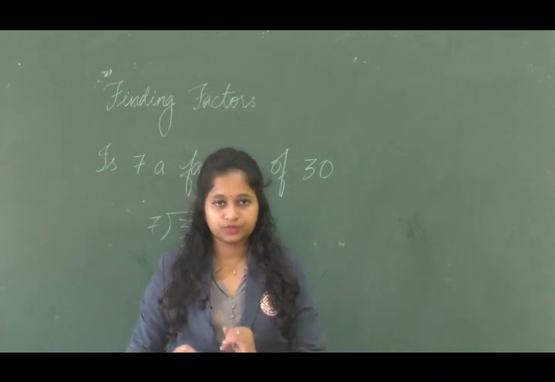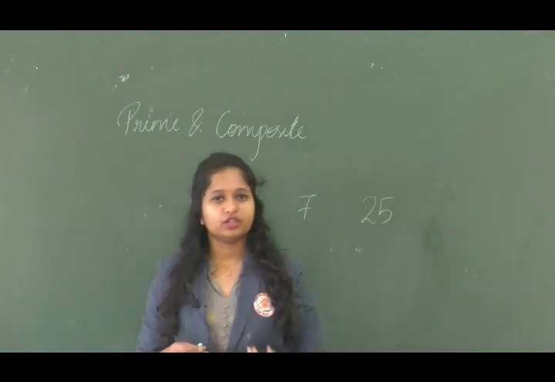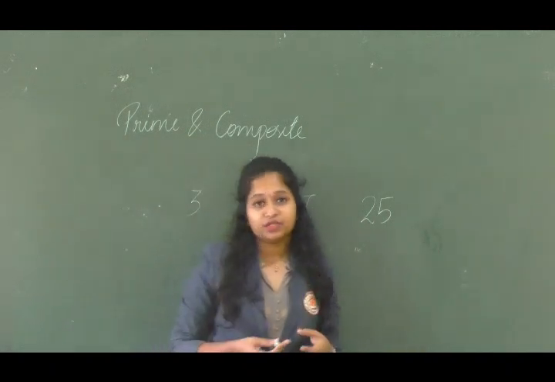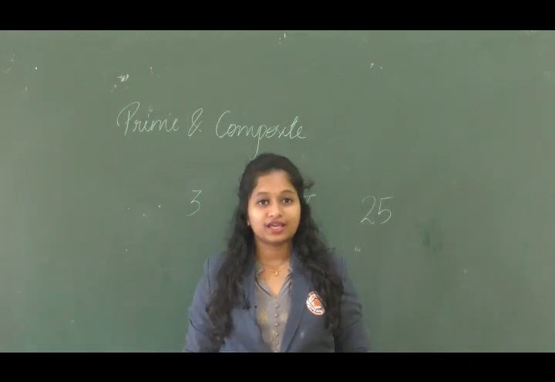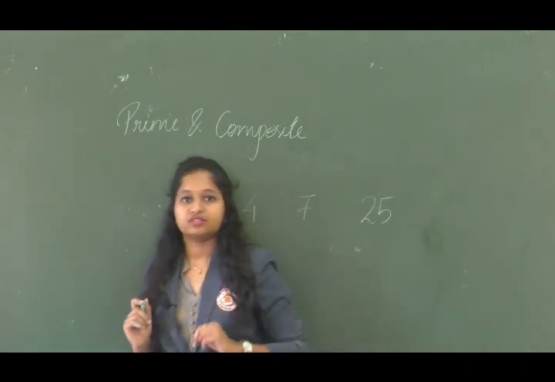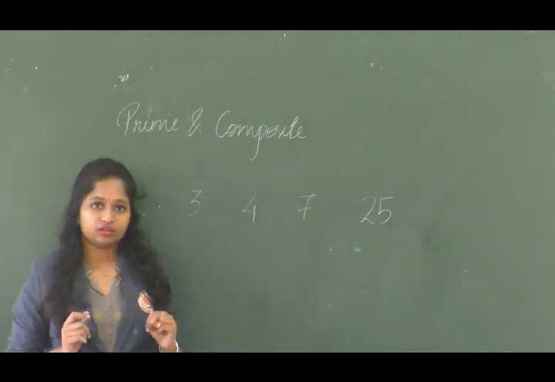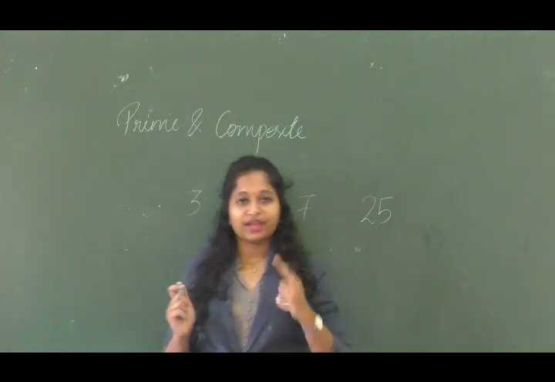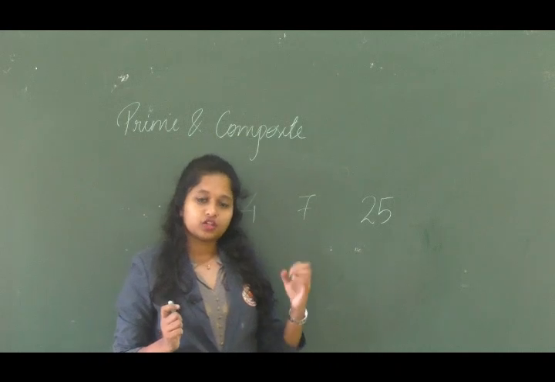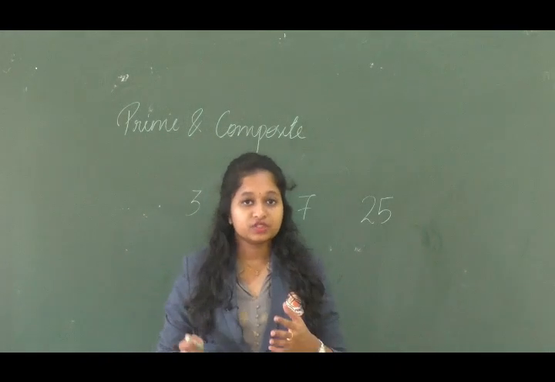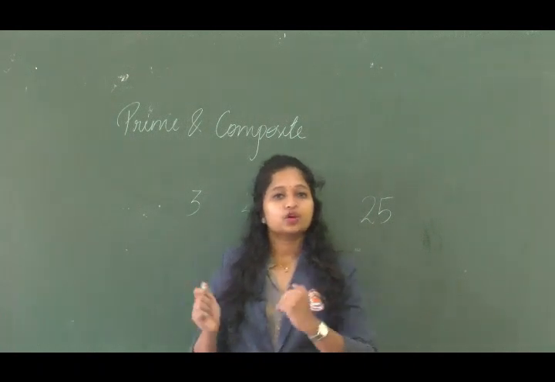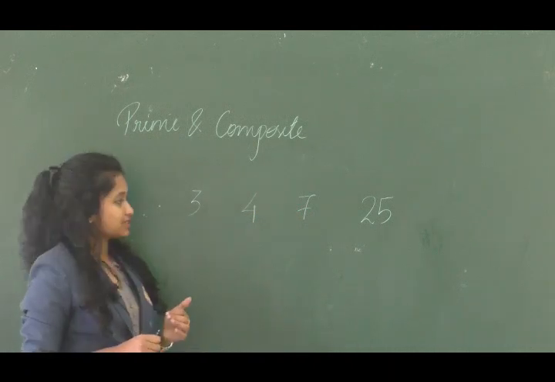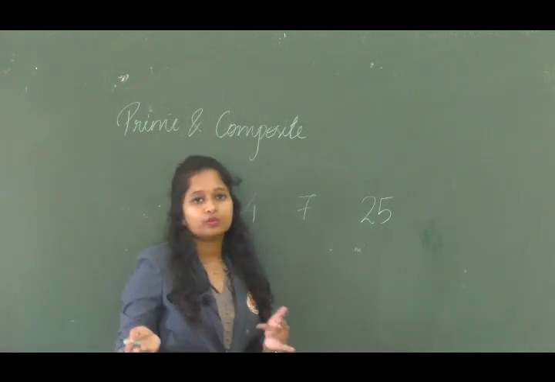Okay? So children, have you heard about prime and composite numbers? Prime numbers are the numbers which have two factors, the number and 1. So if a number has only two factors such as 1 and the number itself, those numbers are called prime numbers. The numbers other than prime are called composite numbers. Here I have some numbers. Let's see whether they are prime or composite.